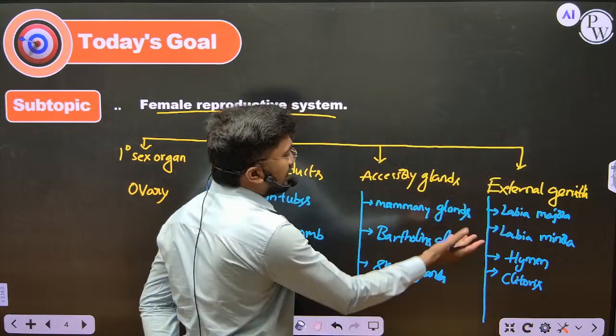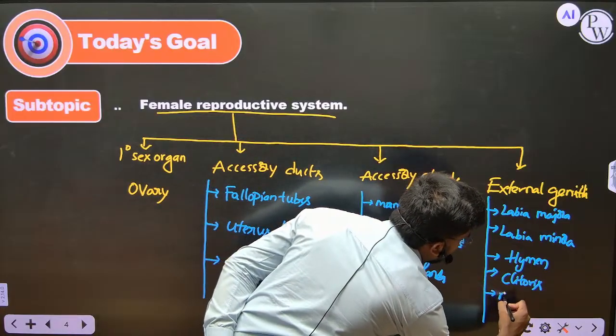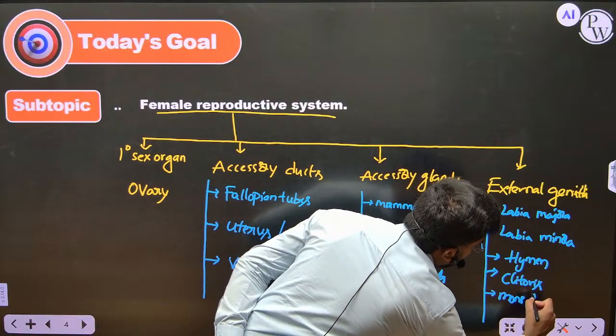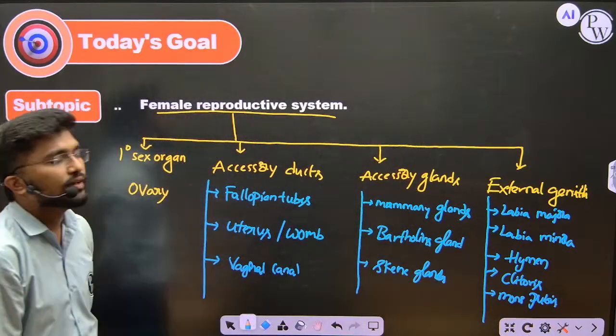Okay. And these are coming under external genitalia of the female, and the mons pubis. Last one, mons pubis.